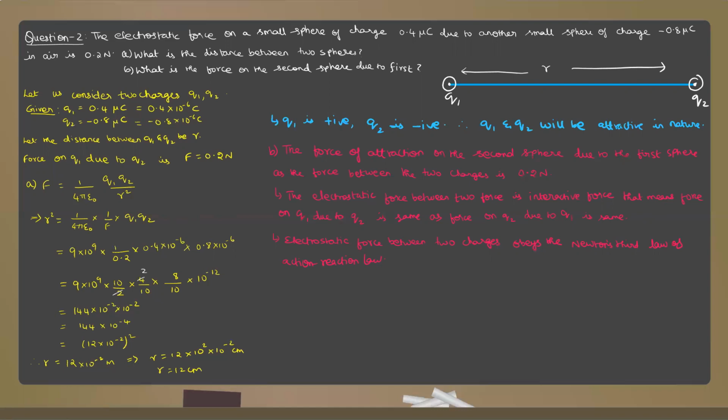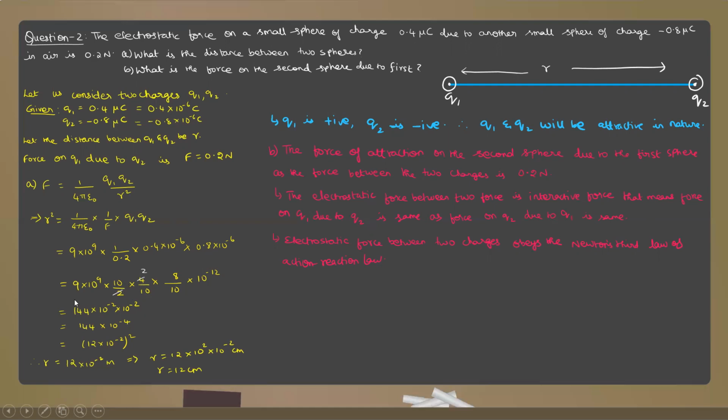And Q1 and Q2, substitute the values as 0.4 into 10 to the power minus 6 into 0.8 into 10 to the power minus 6. So here we have the same base 10, power 9 minus 6 minus 6, so that is minus 3. And we have plus 10 in the numerator, that is power 1. So it will be minus 2. And in the denominator we have 0.4 and 0.8, which I have written as 4 by 10 and 8 by 10. It will be 10 square. I have taken it to the numerator as 10 power minus 2.